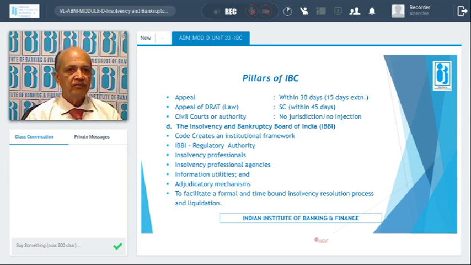The adjudicating authorities are different, but all the other pillars come under the IBBI. IBBI, as I told you, is a regulatory authority, and its main objective is to facilitate a formal and time-bound insolvency resolution process and liquidation. That is IBBI's role.